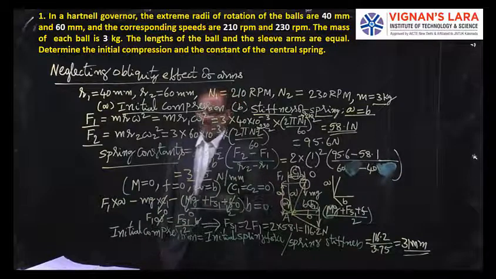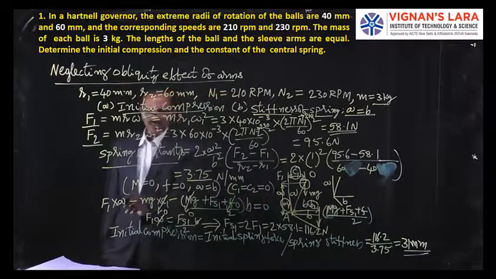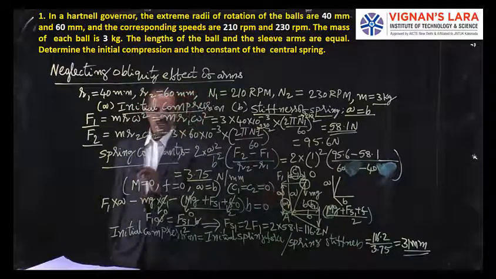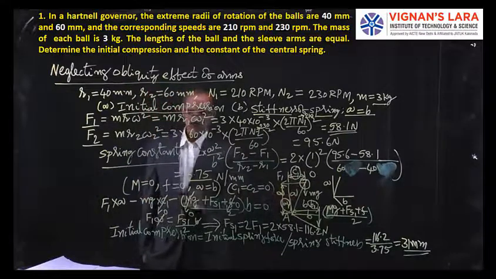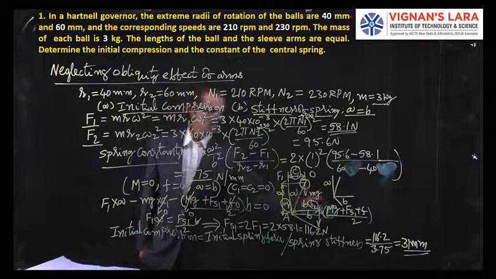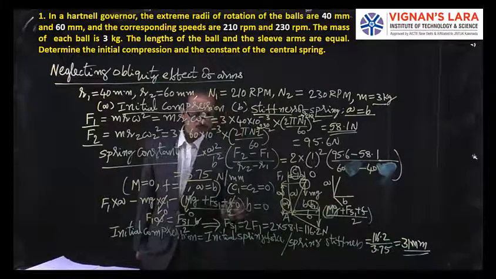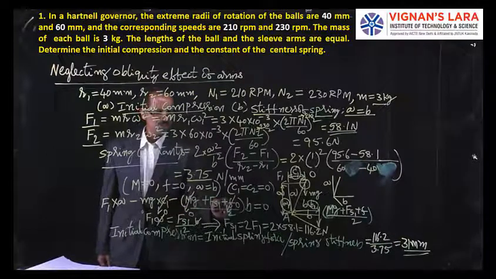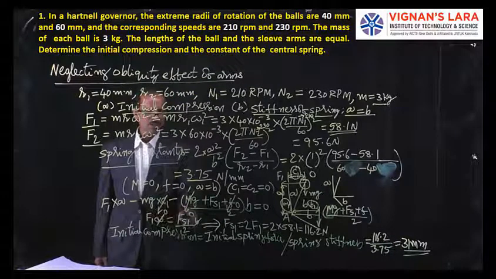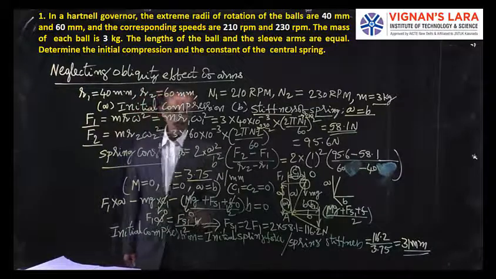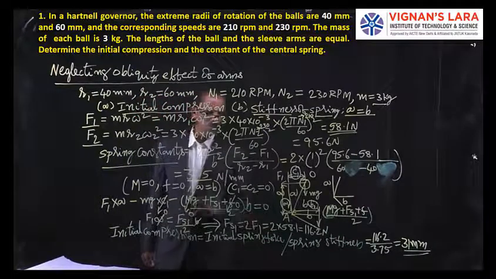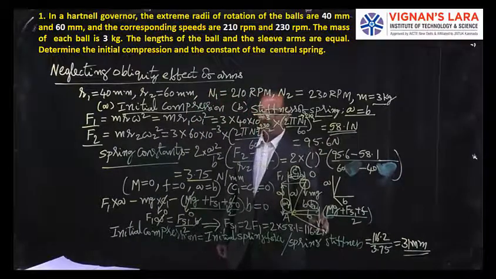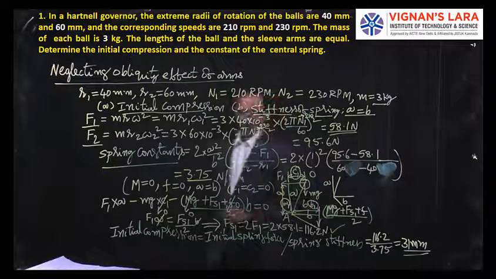Then I will take the moments about the fulcrum point A. Then F1 into A, because I have neglected the obliquity, A1 is simply said to be A, minus mg into C1, minus (mg plus Fs1 plus F) by 2 into B is 0. So I know C1 is 0, M is 0, F is 0. Simply it becomes F1 A is equal to Fs1 by 2 into B. A is equal to B, then Fs1 is equal to 2F1. F1 is already obtained here, and that I have substituted. Then I got my value of Fs1.